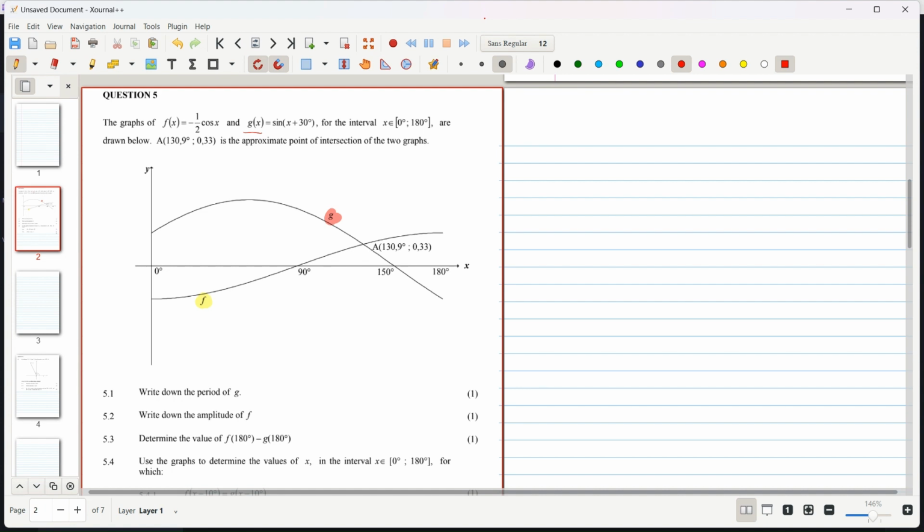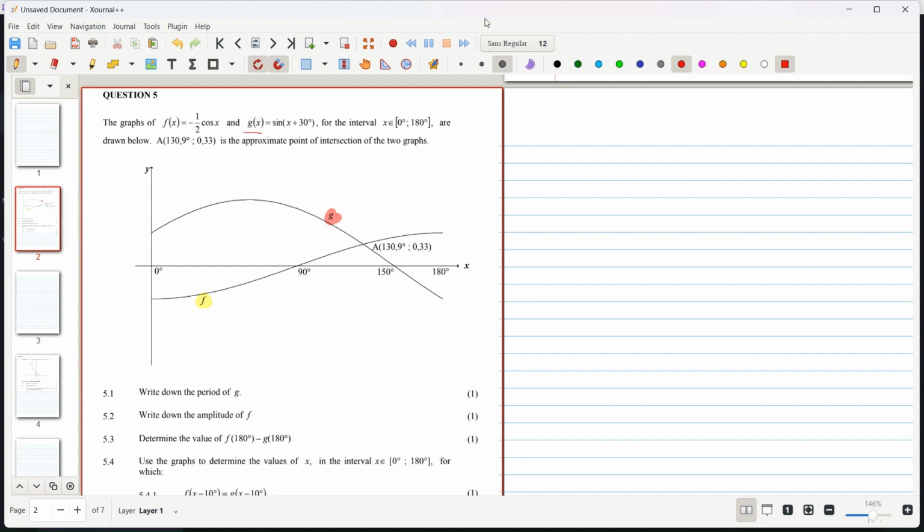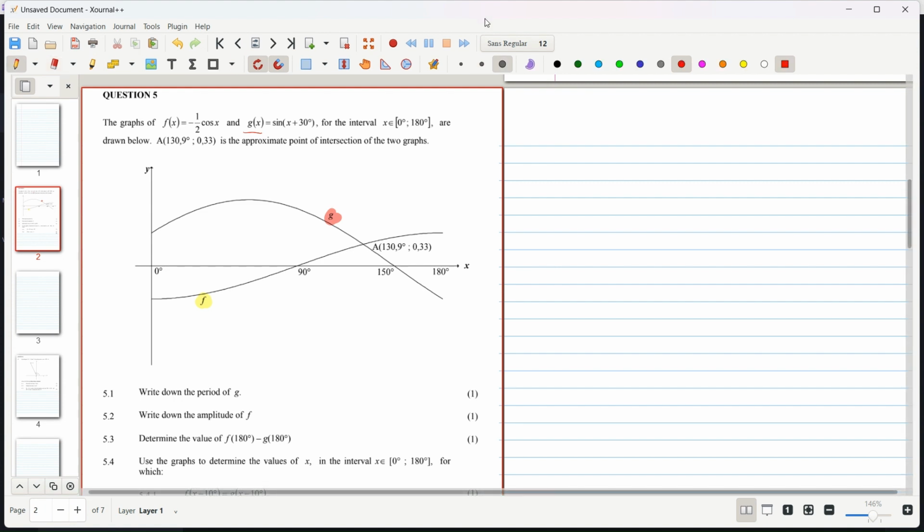How do we see it's 360? We look at this x here. If we don't multiply anything with x, the period will be 360. If x was multiplied by 2, it won't be 360, it will be 360 divided by 2, which is 180. In this case, we don't multiply, our x is on its own here. So the period has to be 360.